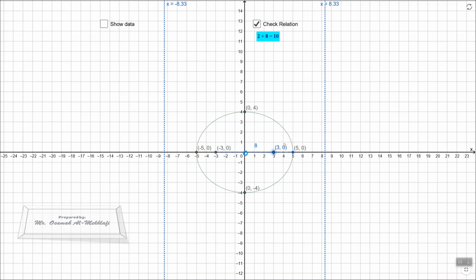Notice that the distance from this vertex to this vertex is actually 10. It is 5 squares here and 5 squares here. So this is 10, right? And the sum here in the relation is 10.